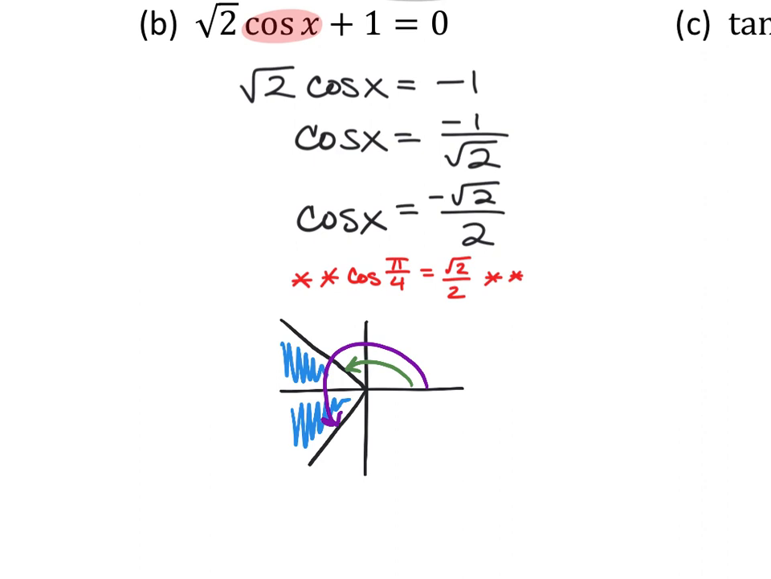So for the green, remember, if this is pi over 4, the reference angle is pi over 4, and 180 degrees would be 4 pi over 4. What's that angle in the second quadrant?